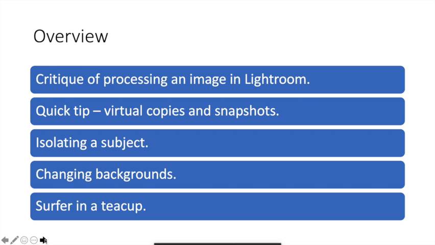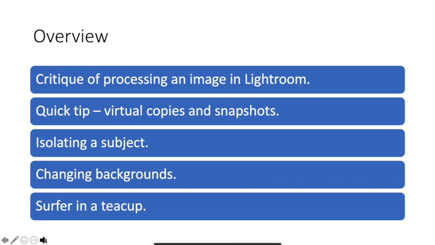So this is what our overview is for this evening. We'll get back to our critique and work. As always, critique is developmental, meant in the way of continuous development. So that's what we're looking at. Good and bad together is really the way to go, because that's a way to improve. And we'll do a quick tip looking at virtual copies and snapshots.